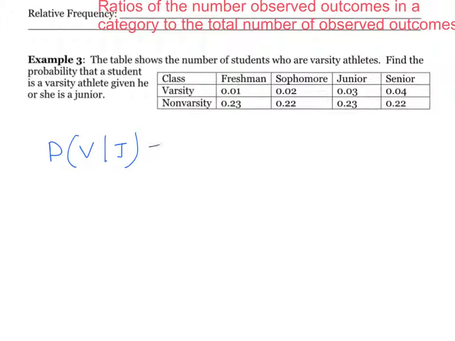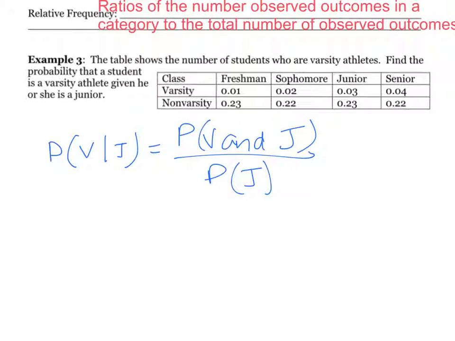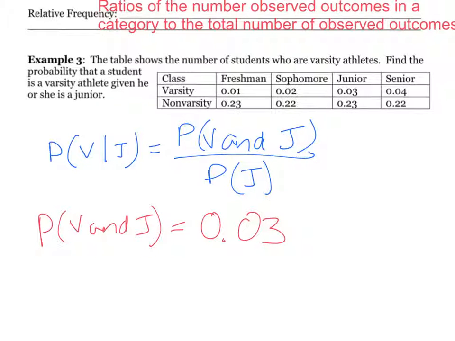So remember, when we do this using our formula, we're going to have the probability of V and J over the probability of J. So now we have to figure out what each of these are. The probability that the person is a varsity athlete and a junior is 0.03, and we actually pulled that directly from the table. Varsity junior is 0.03.